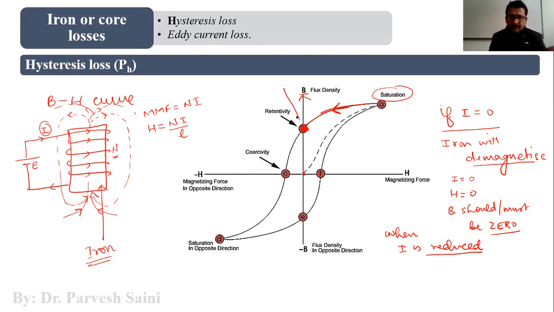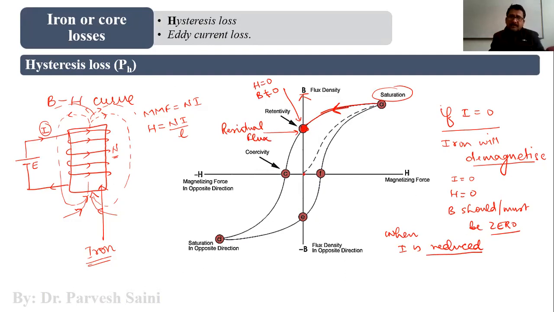So at this particular point, H is 0, but B is not equal to 0. So that means our ferromagnetic material, which we were magnetizing, is still magnetized. That means it still carries certain flux. That flux is known as residual flux, right?